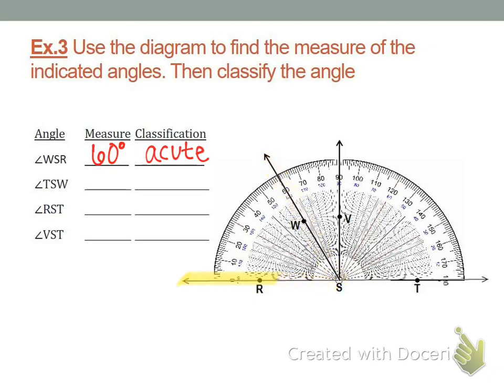All right, I'm going to erase my highlight so we can move on. The next angle is TSW. Start at T, go to the vertex S, and trace out to W. Okay, so this one, it's again landing on that big number 60. Hopefully we can see this does not have the same measure as the last angle. It's much bigger. Paris, what's this one? 120. This one uses the other number at the bottom. And how would we classify it? Obtuse.